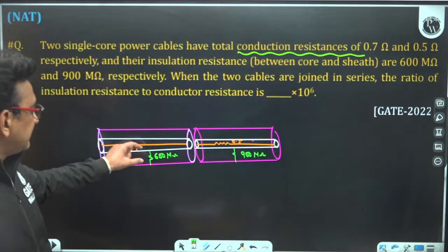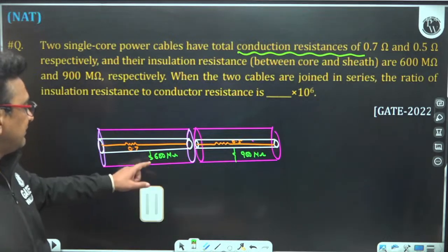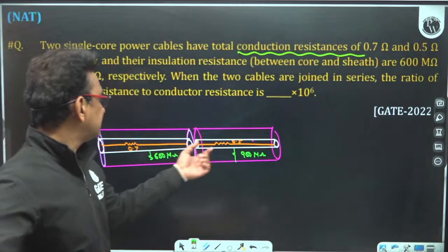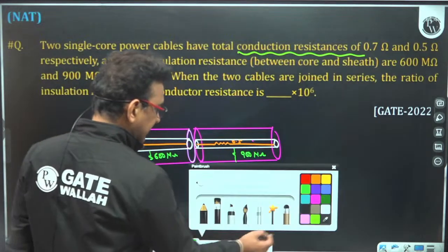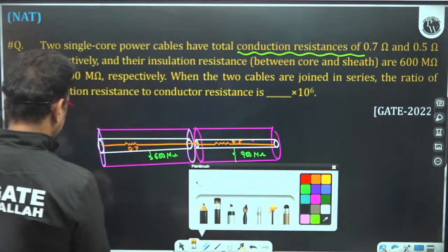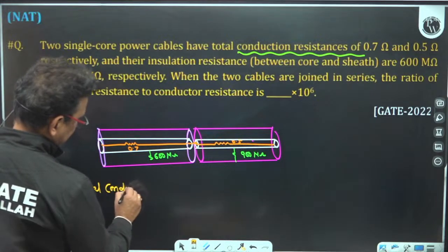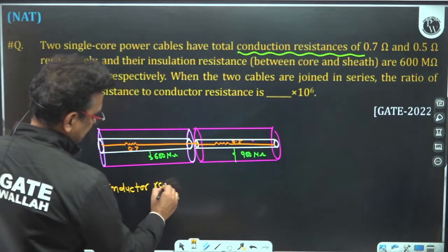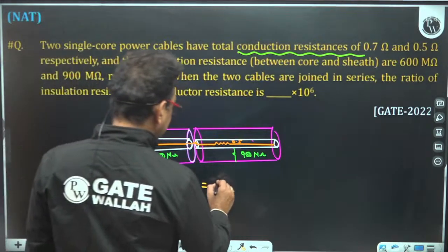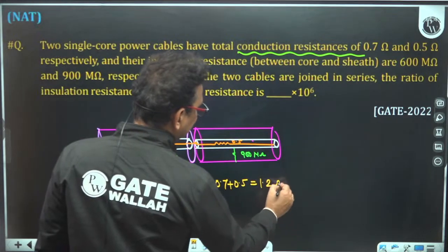Insulation resistance is nothing but the resistance between the conductor and the earth, because the leakage current would flow from this conductor to earth. Now you can see the conductor resistances are connected in series because their one end is connected together only. So the total conductor resistance, two resistances connected in series, 0.7 plus 0.5, is nothing but 1.2 ohm.